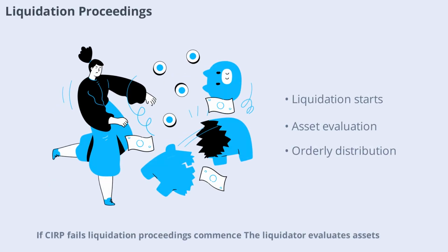If CIRP fails, liquidation proceedings commence. The liquidator evaluates assets, consolidates claims, and distributes proceeds according to the prescribed hierarchy. The process is designed to maximize value for creditors and ensure orderly management of the debtor's assets. Liquidation is a last resort, used when revival is not possible.